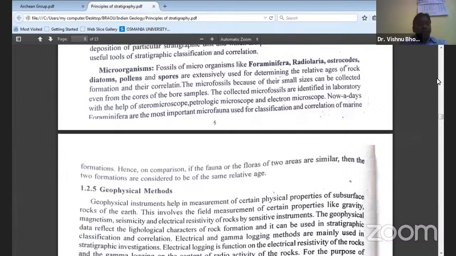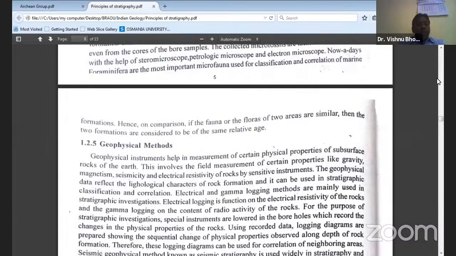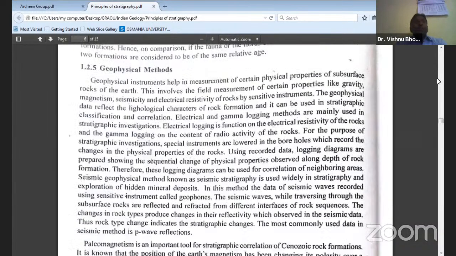And some geophysical methods are also used for determining the ages. There are various types of geophysical methods like magnetism, seismicity, electrical resistivity, and gravity methods also can be used. Particularly, electrical and gamma ray logging also gives clear information about stratigraphic investigations.